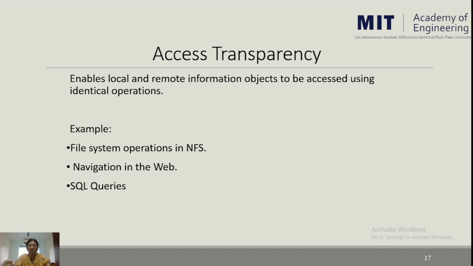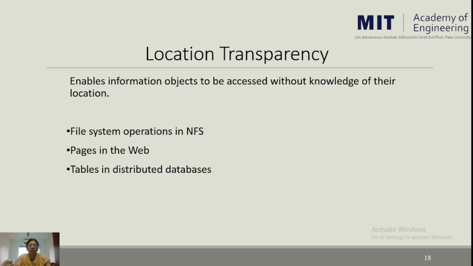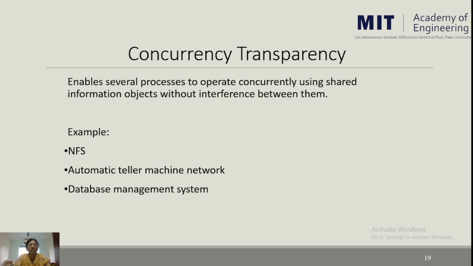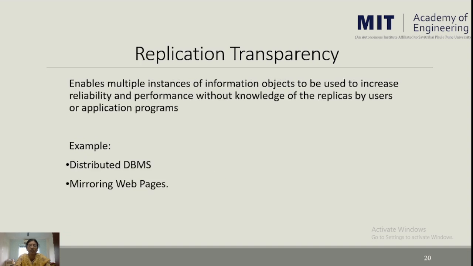File operations in NFS. Location transparency enables information objects to be accessed without knowledge of their location. Again, file operations in NFS, pages in the web, and tables in distributed databases are the examples. Concurrency transparency enables several processes to operate concurrently using shared information objects without interference between them. Examples, automatic teller machine, database management systems, and NFS.